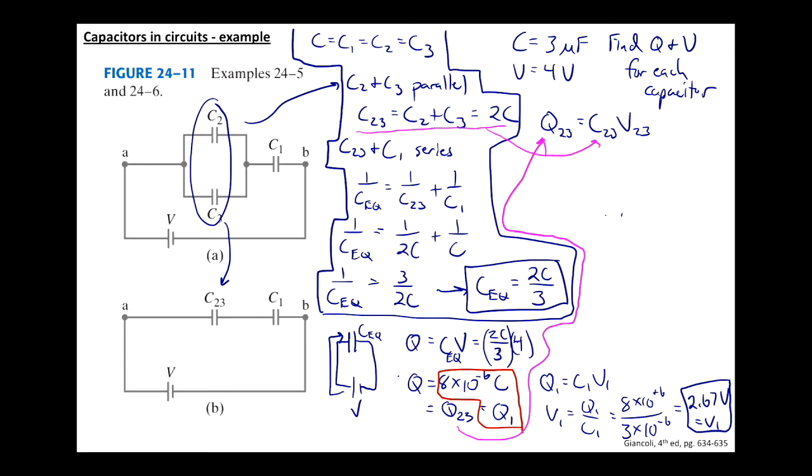So that means I have enough information to find V23. So V23 is Q23 over C23.